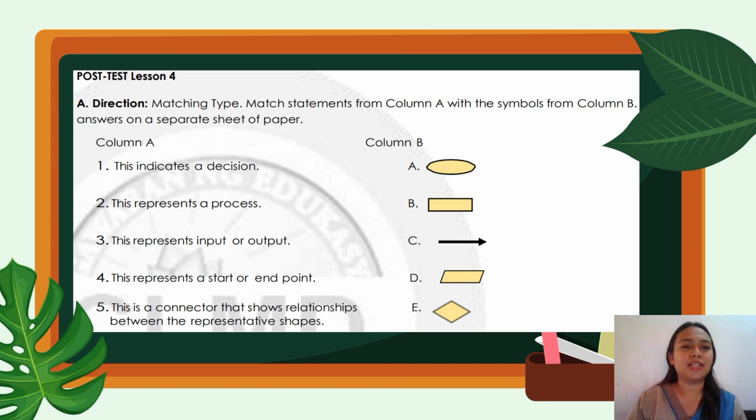So, under the lesson 4, allow me to read the direction, matching type. So, you're going to match statements from column A with the symbols from column B. Ayan, I hope that naaalala nyo pa yung ating diniscuss about this. So, you have to connect column A to column B. If you have there a piece of paper, a ball pen, and a pencil, you can use it and write down your answers.